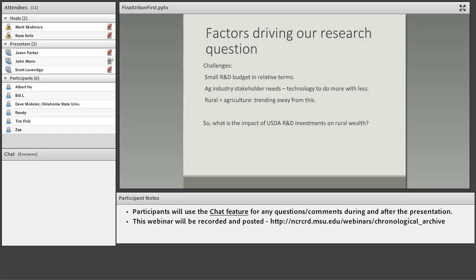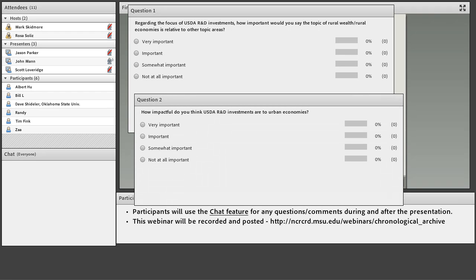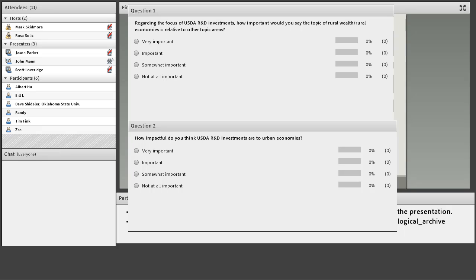Before I jump to the next set of slides, I want to pop the poll questions out. We've got two questions I'd like to ask you in the audience. The first question asks, regarding the focus of USDA R&D investments, how important would you say the topic of rural wealth or rural economies is relative to other topic areas covered by USDA? The second question asks, how impactful do you think USDA R&D investments are to urban economies?